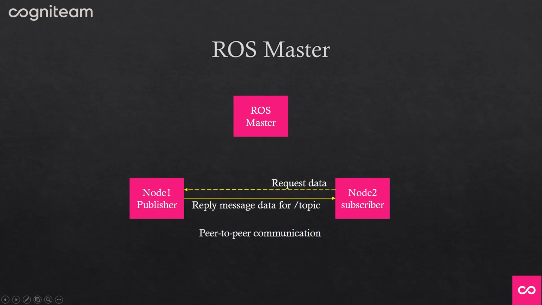Now these nodes have peer-to-peer communication, and they don't need the ROS Master anymore. If you do want to connect to the ROS Master, it has a fixed location given in the ROS Master URI, which is typically localhost at port 11311. If you want to launch the ROS Master, you can either write roscore in your terminal, in the terminal connected to your robot, of course, or use the roslaunch command.